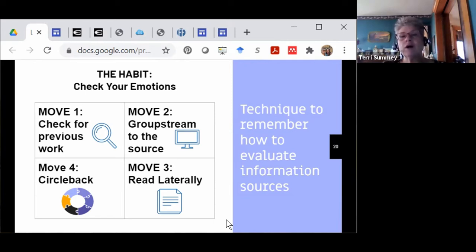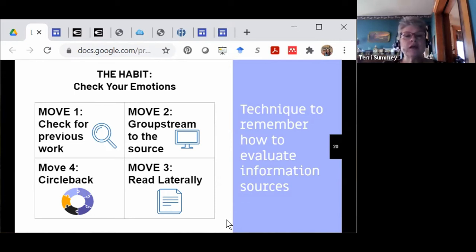So move number 1 is check for previous work. Has anyone else fact checked the claim? Many provocative claims on the internet have already been fact checked or researched. News coverage, trusted online sites, or fact-checking sites like Snopes or PolitiFact may give you a synthesis of the information.